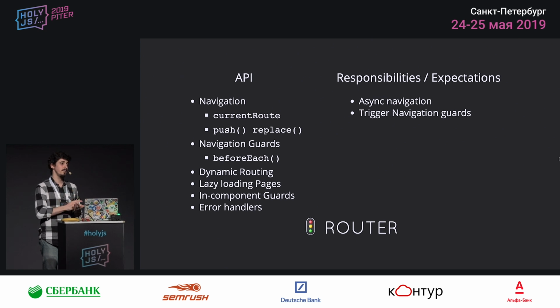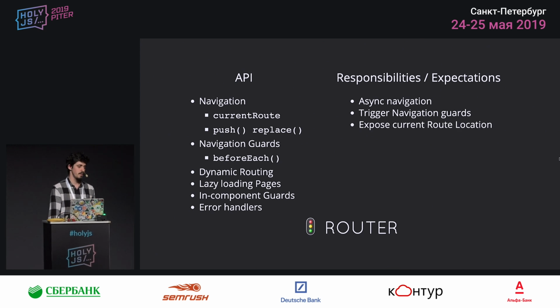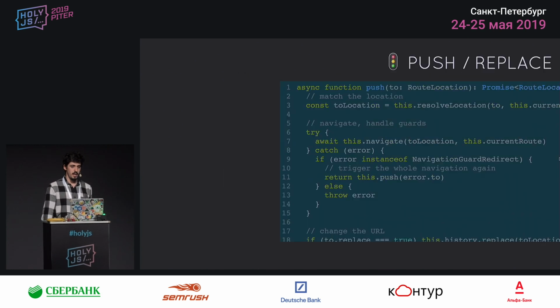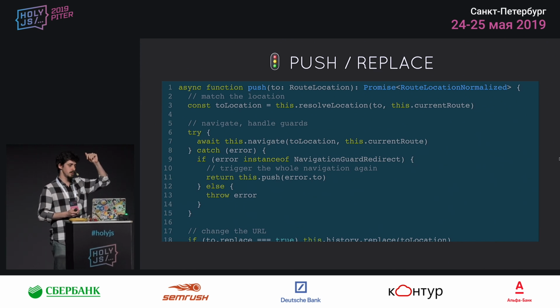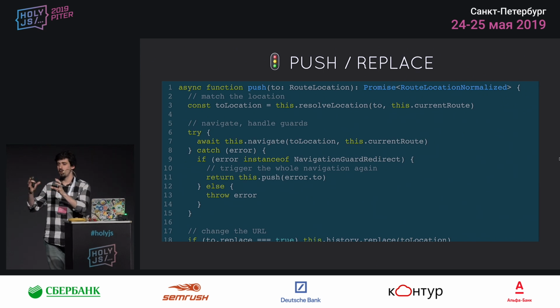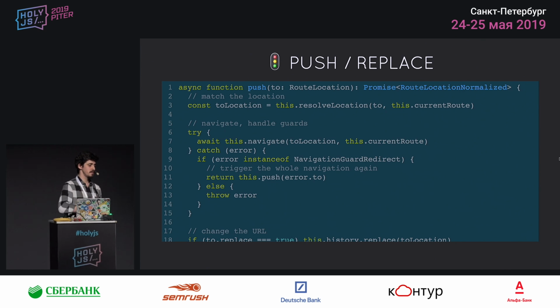It should trigger the navigation guard. It shouldn't leave that responsibility to the history or something else. It should be the router doing that job. Then we have to expose the current route location. That's for the component. We have to handle redirections. And if we look at the code, a simplified version again, this is how it's going to look. So we have this async function push that's going to take a parameter, which is a route location, so that can be a string or an object. Again, it's a non-normalized version. And it's going to return a promise.